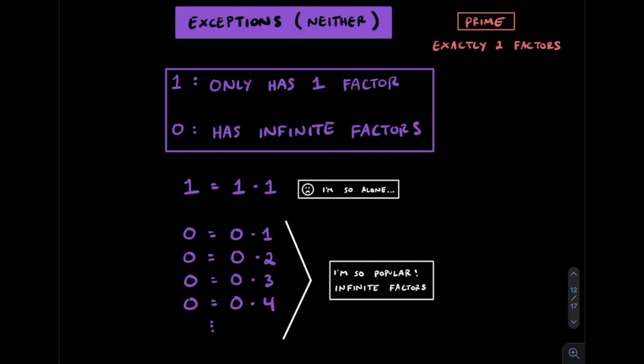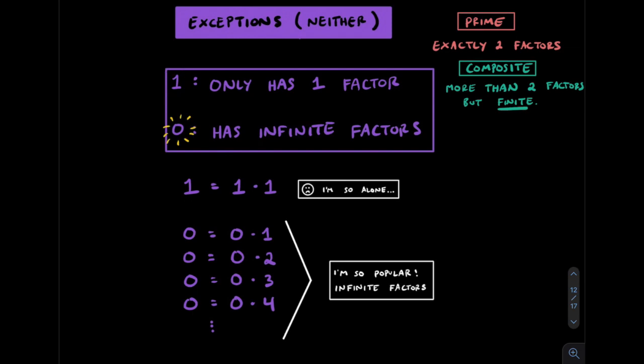Remember, prime numbers have exactly 2 factors, no more and no less. And composite numbers have more than 2 factors, but a finite amount, meaning you can't have an infinite amount. That brings us to our 2 exceptions. Our first exception is 1. The only factor of 1 is itself. While we say 1 times 1 is 1, it only has 1 factor, 1.